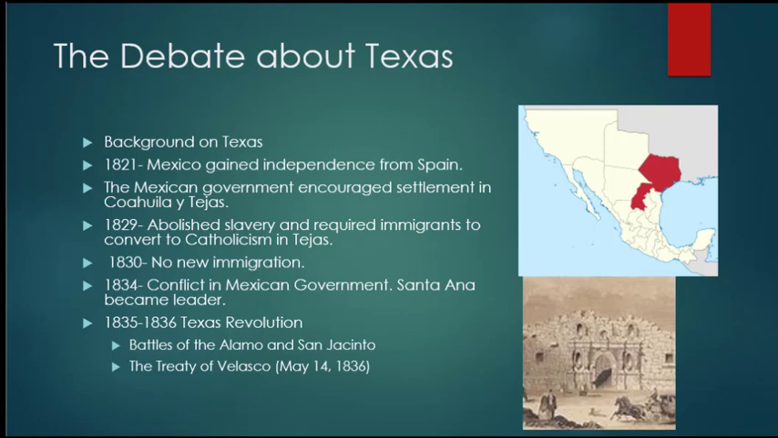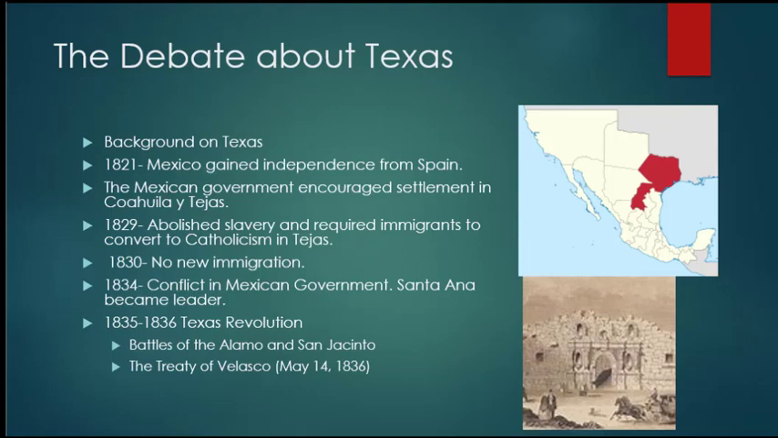By 1834, there's an internal conflict in the Mexican government between a group called the Federalists and a group called the Centralists. And there's going to be some fighting between these two groups, and eventually a leader will emerge, and his name is General Antonio Lopez de Santa Anna, and Santa Anna will become a dictator. He basically gets rid of this Federalist Constitution in 1824, and he really wants to have a central government led by him as a dictator.